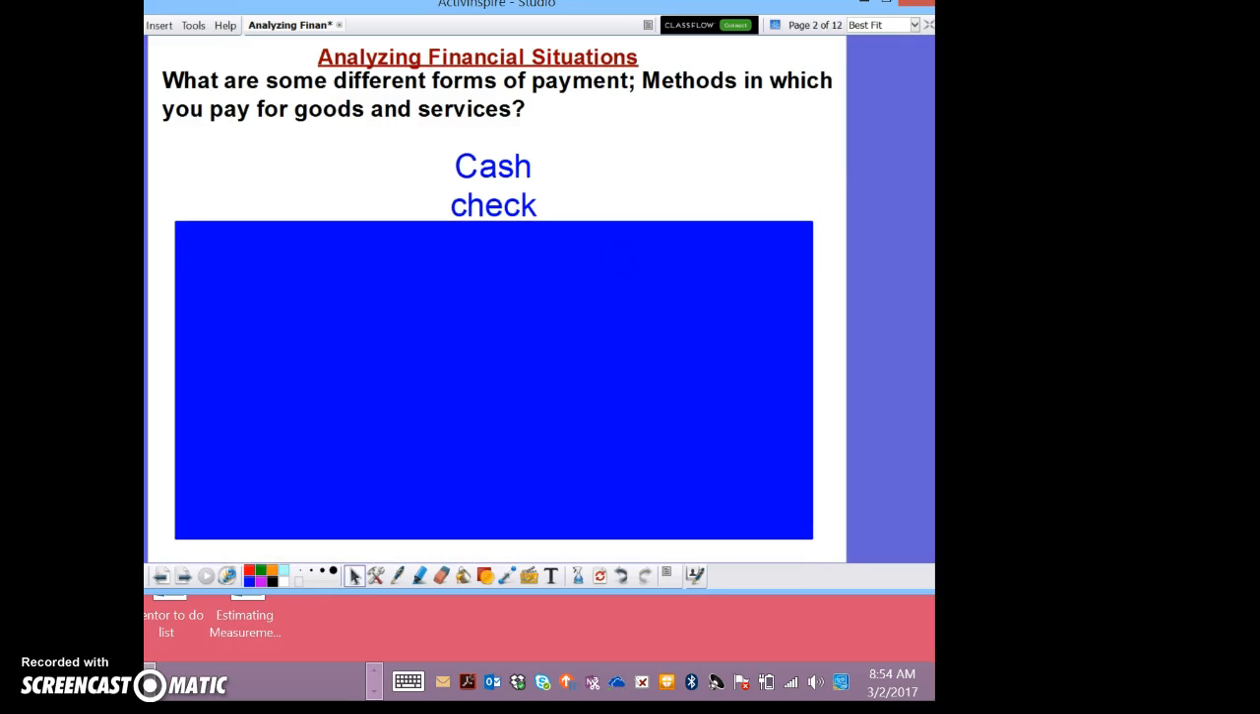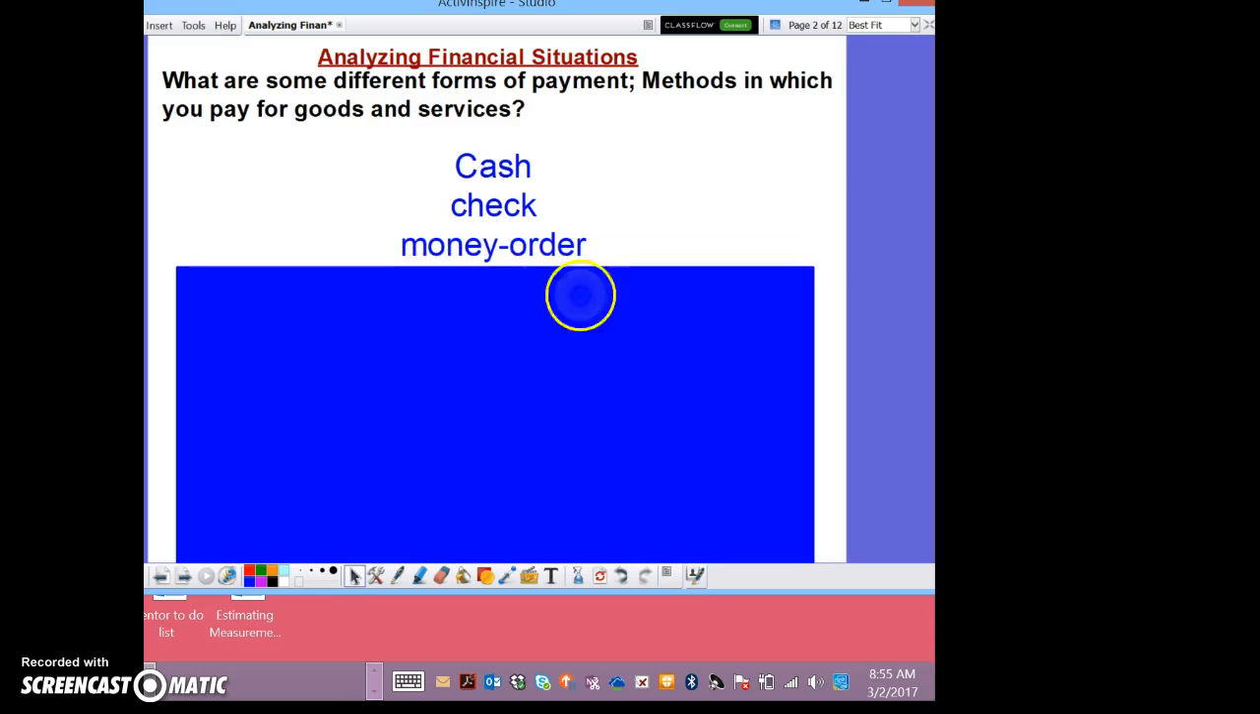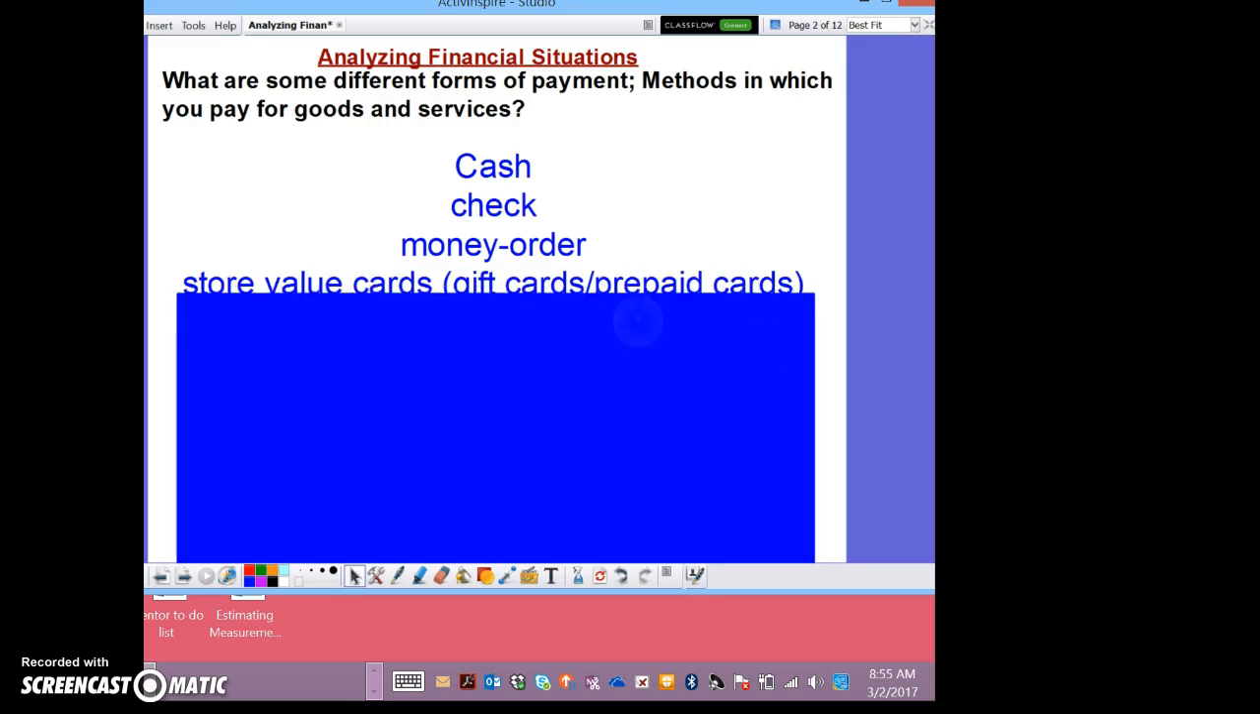So checks, you may have seen someone write checks out, and we'll visit more about those later. Money orders, and these are similar to a check. It's a piece of paper that you go through some type of company or bank and fill out this form in order to send money. This is a safe and secure way to send money to someone in different locations, such as Western Union.